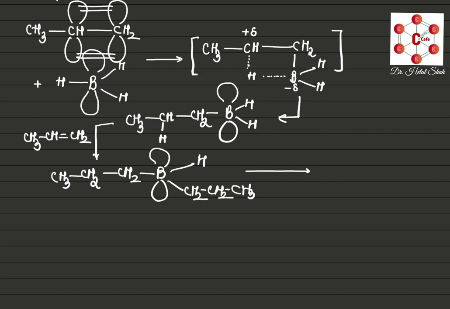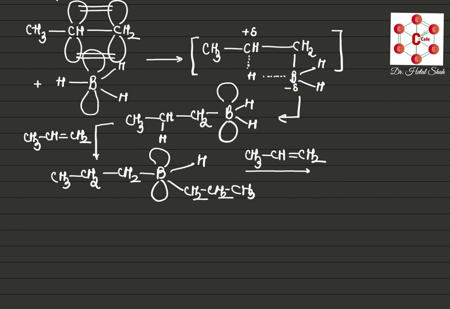Look at this, the third one. Pay attention. CH3, CH double bond CH2. Now you will have to put H here and the boron will get attached here. So now what do you get? You get boron with CH2, CH, or I can have a better way of putting it.